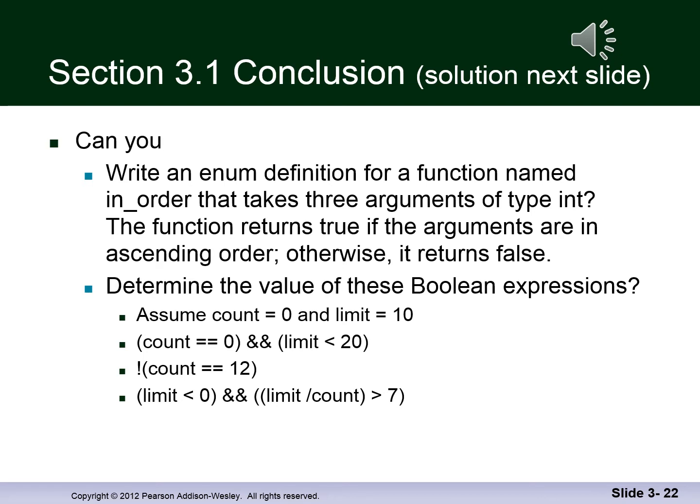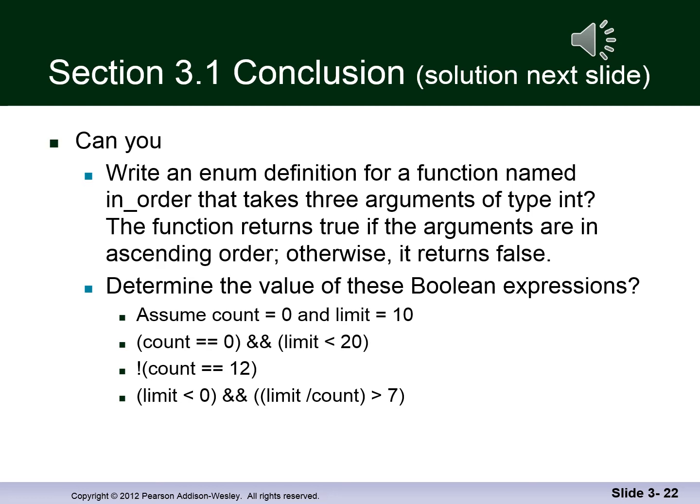Determine the value of these Boolean expressions. You should be able to determine this. Assume count equals 0 and limit equals 10. Count equivalent to 0. If count is 0, it comes out true. It's a compound expression. And limit less than 0. Limit is less than 0. True and true returns true.